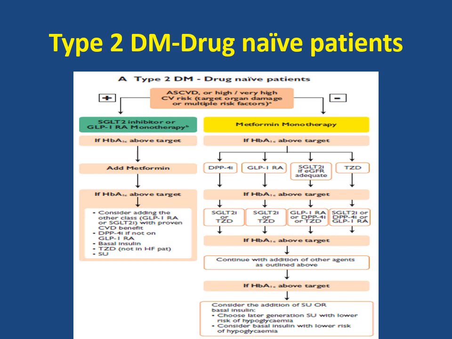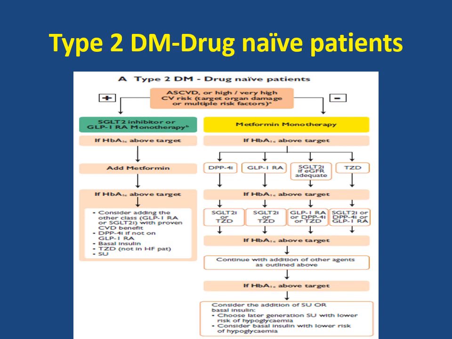If any of the previous criteria is present, we should start with sodium glucose cotransporter 2 inhibitor or glucagon-like peptide 1 receptor agonist as a monotherapy. Then, if the hemoglobin A1C is not controlled, we can add metformin. If the patient is not high-risk patient and no evidence of atherosclerotic cardiovascular disease, we can start with metformin monotherapy.